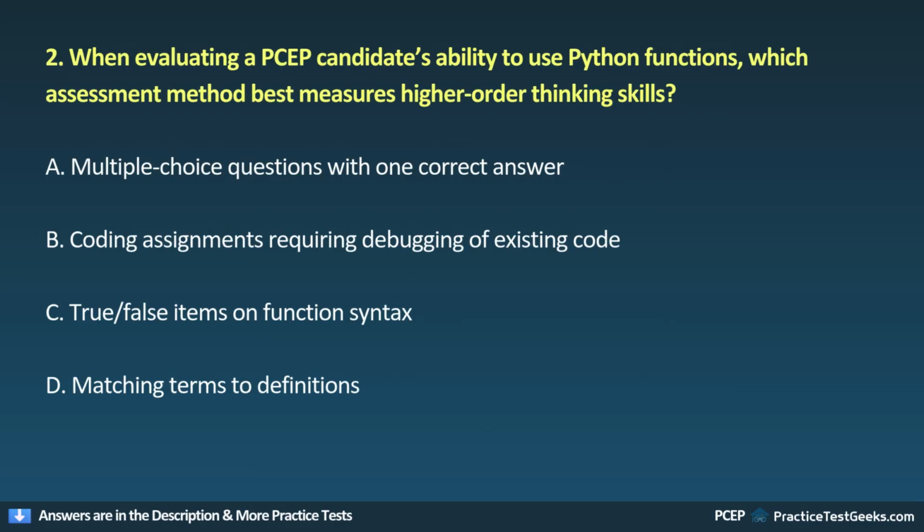2. When evaluating a PCEP candidate's ability to use Python functions, which assessment method best measures higher-order thinking skills? A. Multiple-choice questions with one correct answer. B. Coding assignments requiring debugging of existing code. C. True-false items on function syntax. D. Matching terms to definitions.